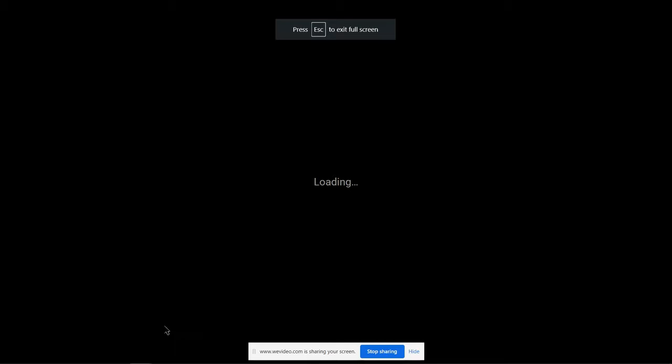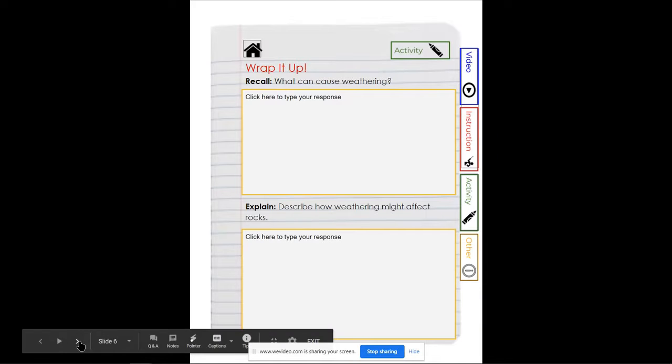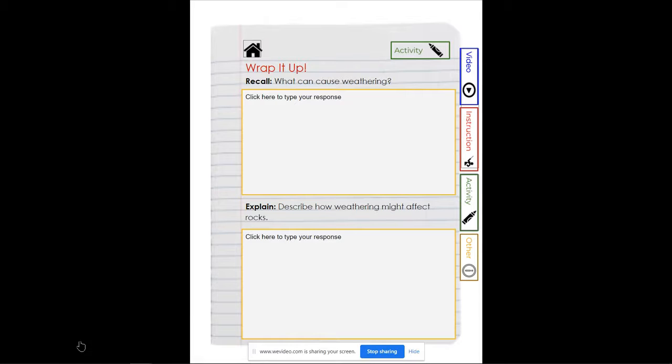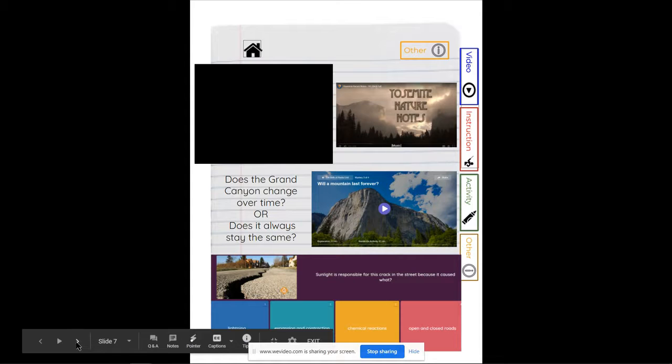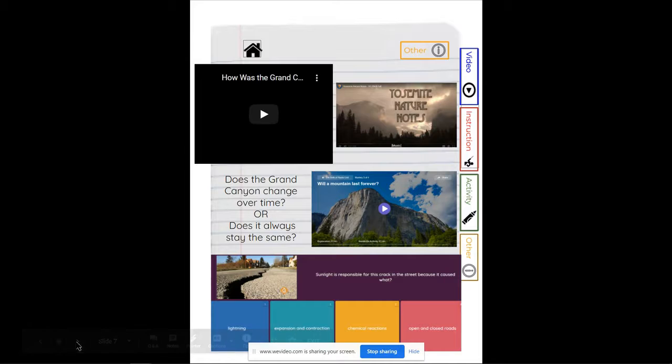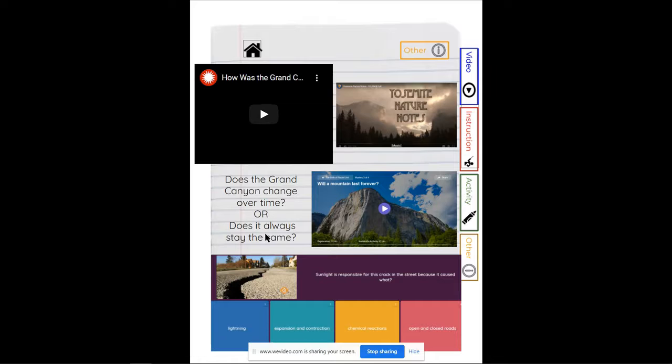And then your activity beyond slide 5 on slide 6 is your wrap it up. What can cause weathering, and describe how weathering might affect rocks. Lastly, in the additional activities, if you're looking to know more, here is a video about the Grand Canyon. Does the Grand Canyon change over time, or does it always stay the same?